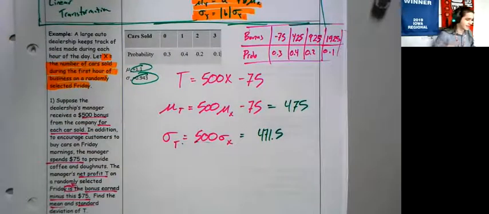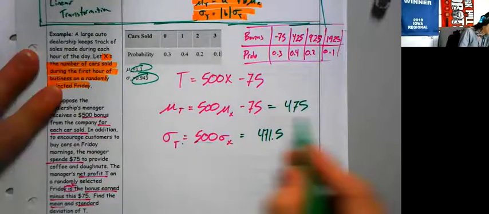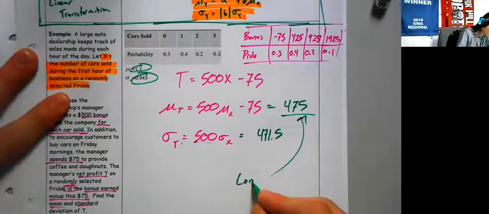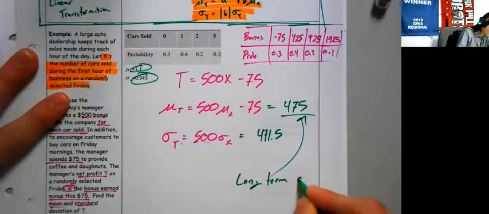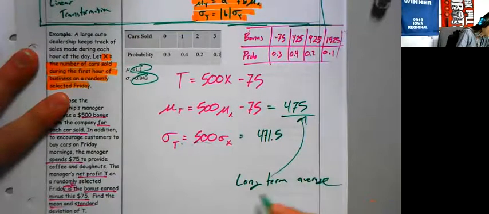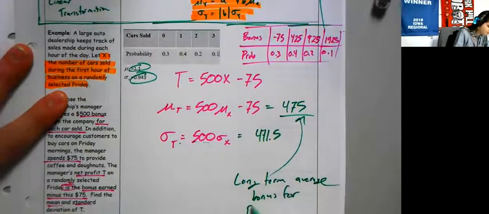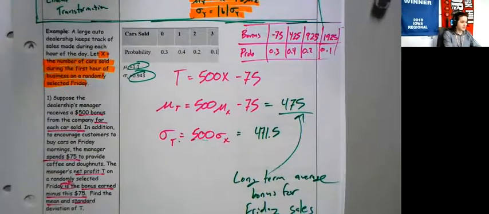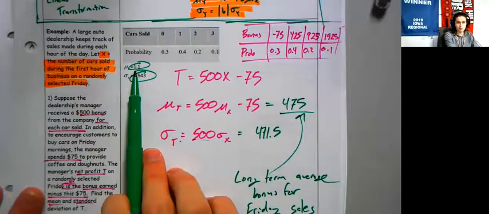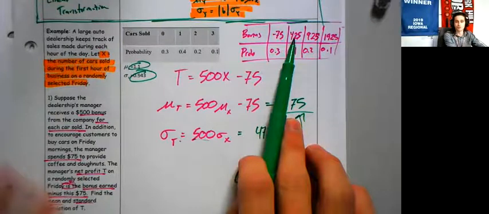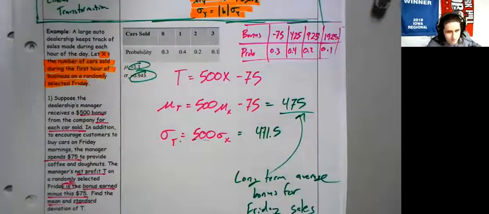This means that this is his long-term average bonus for Friday car sales. Which makes sense. If his mean number of cars sold was about 1.1, the mean amount of money he makes is going to be a little more than the transformation that goes along with 1. Makes sense.